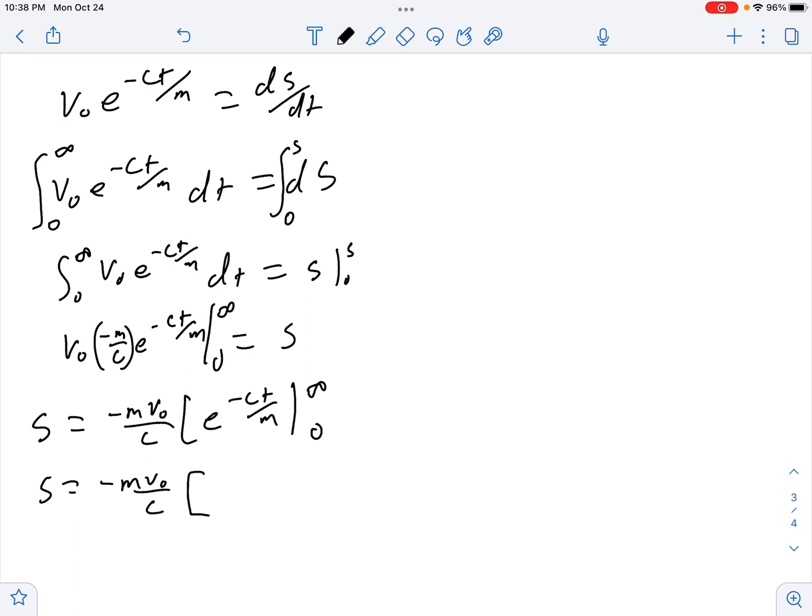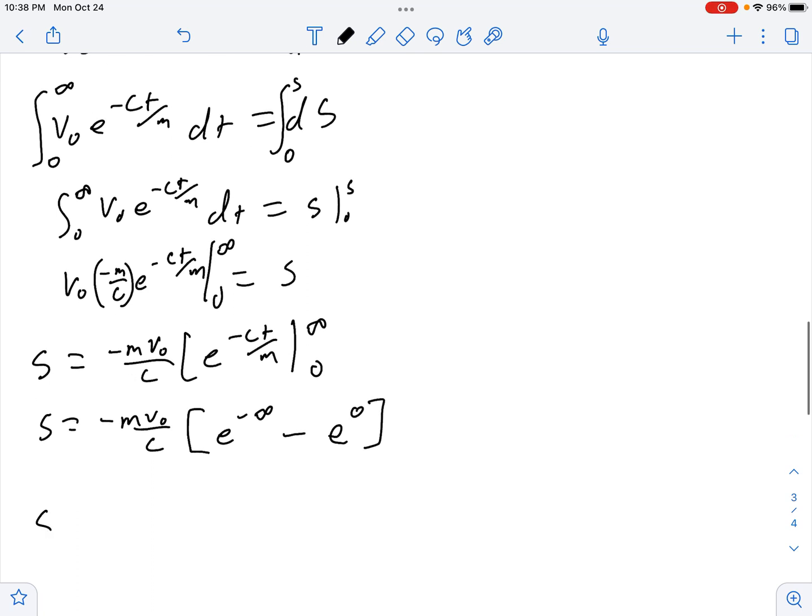All right, so let's see. So we've got e to the negative c times infinity divided by m, which is still just negative infinity. E to the negative infinity, okay, minus e to the negative c times 0. 0 over m is still just 0, so e to the 0. Okay, and here it's finally going to start to clean up a little bit. As e to the negative x approaches infinity, that's when that e function approaches 0. So this right here goes to 0, and e to the 0 is just 1.